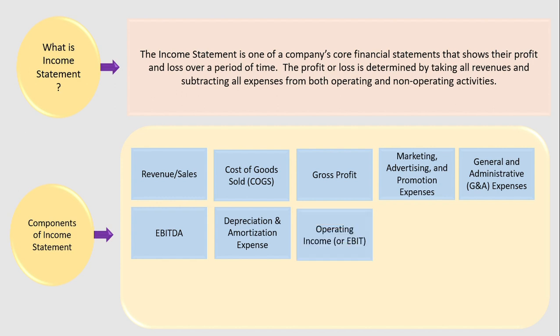Next, operating income or EBIT. Operating income represents what's earned from regular business operation. In other words, it's the profit before any non-operating income and non-operating expenses, interest or taxes are subtracted from revenue. EBIT is a term commonly used in finance and stands for earnings before interest and taxes.